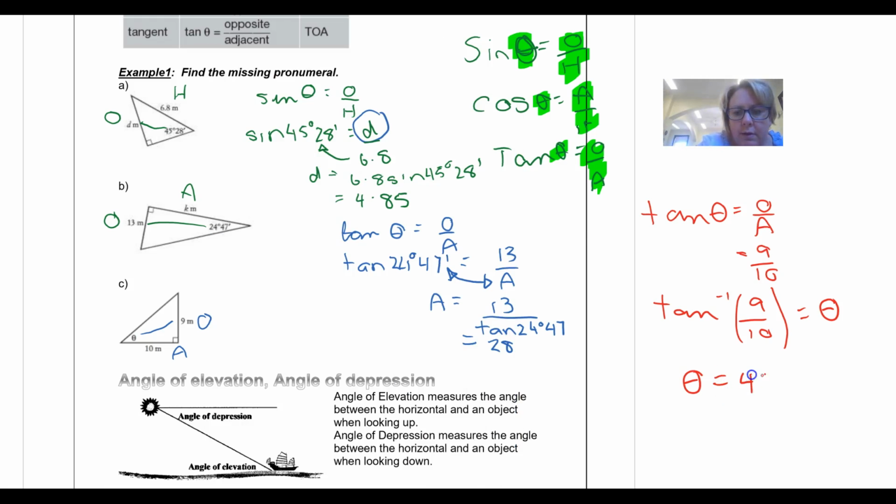59 minutes. So they're the three scenarios. Finding a side where the unknown's on the top, finding a side where the unknown's on the bottom, finding an angle.